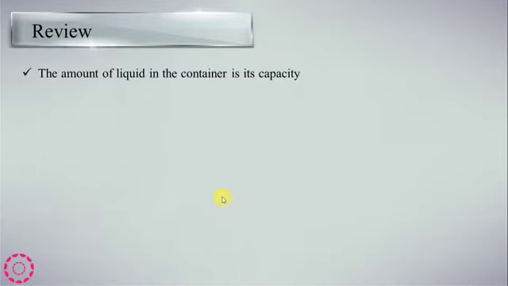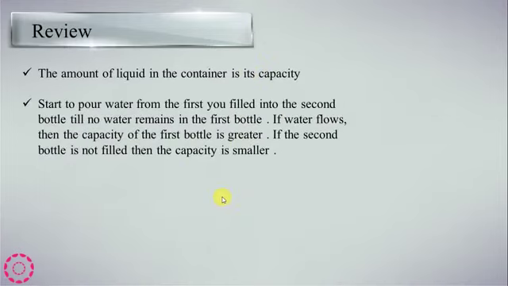The amount of liquid in each container is its capacity. Start to pour water from the first bottle you filled into the second bottle until no water remains in the first bottle. If the water flows, then the capacity of the first bottle is greater. If the second bottle is not filled, then the capacity is smaller.